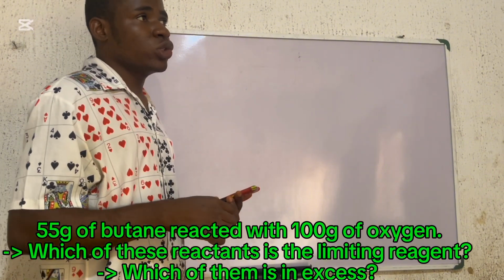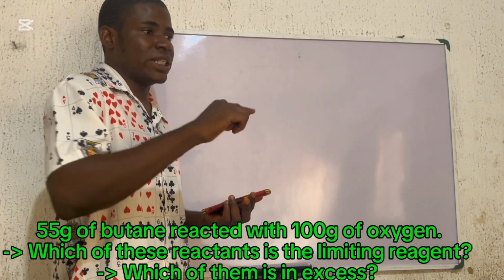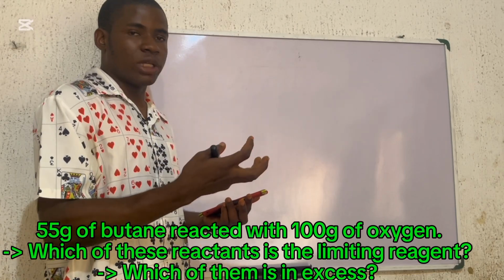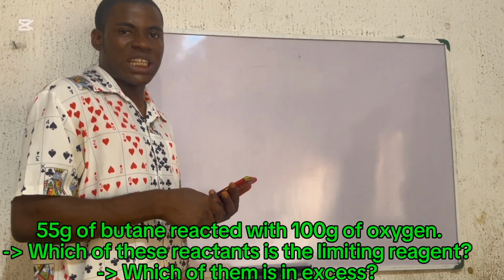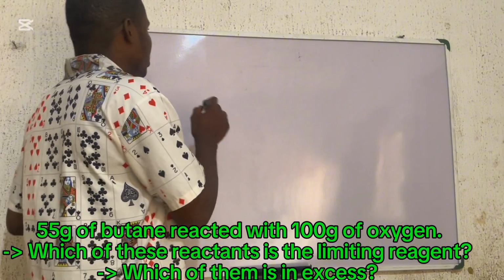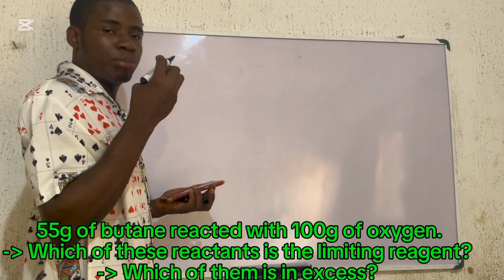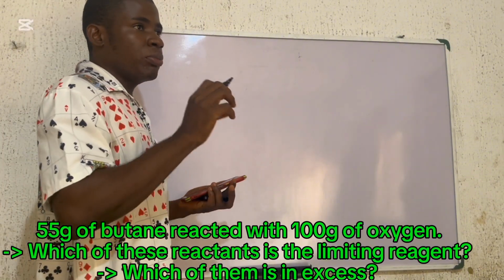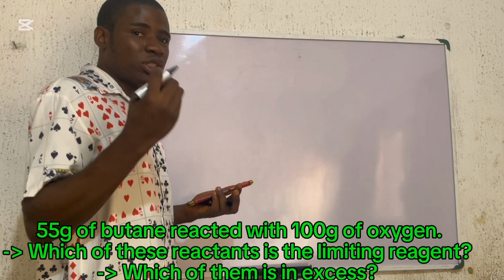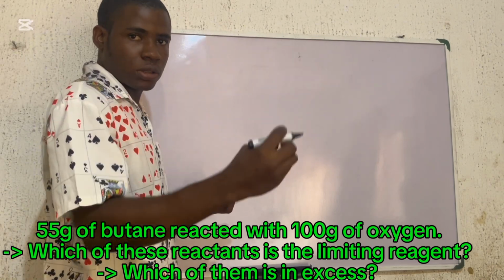But first of all, for you to know the limiting reagent, you must first write the chemical equation, see the stoichiometric ratio, then you know which one is the limiting reagent. Now they mentioned butane and oxygen. Butane reacting with oxygen, that's a combustion process. That's combustion. Is it clear?